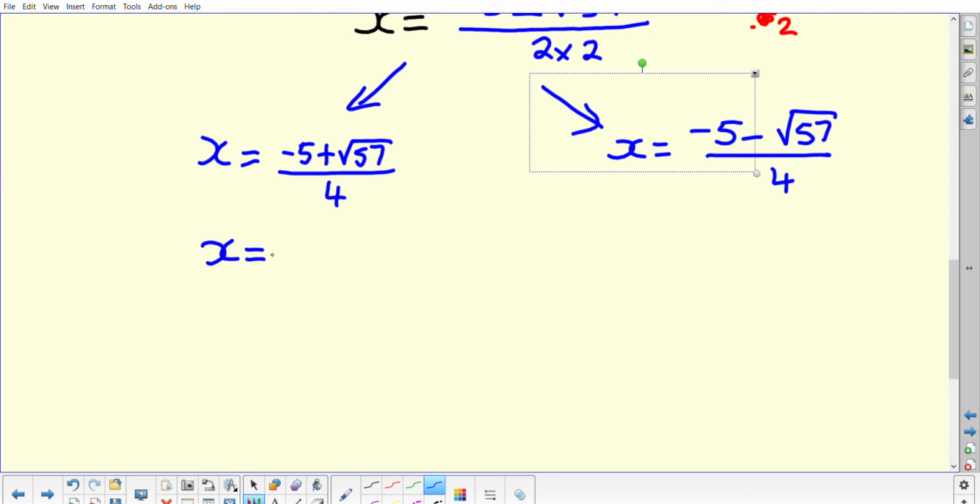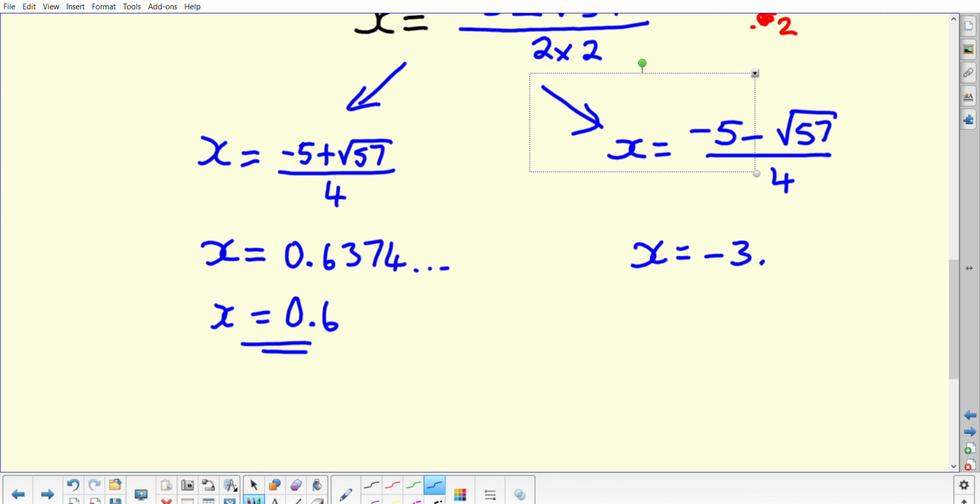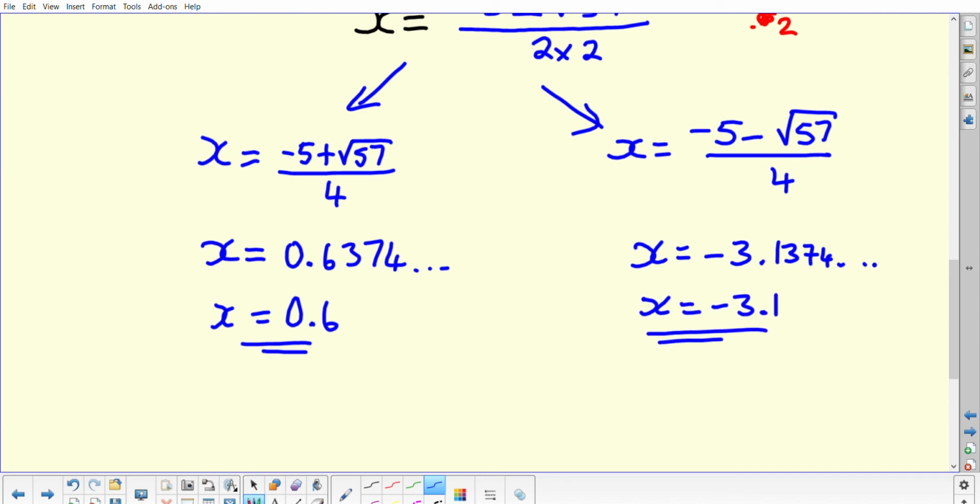This left hand one comes out to be 0.6374, etc. And you were being asked to round this to 1 decimal place. So that would give you 0.6. Your other one, when you do that calculation, you get -3.1374 and a whole load of other digits. That will round to -3.1 to 1 decimal place. And that would be your two solutions, the 0.6 and the -3.1.